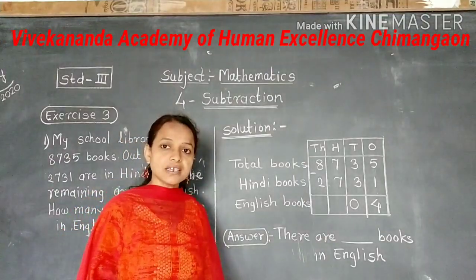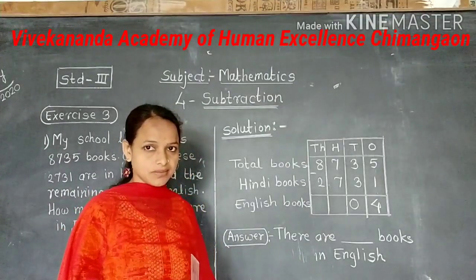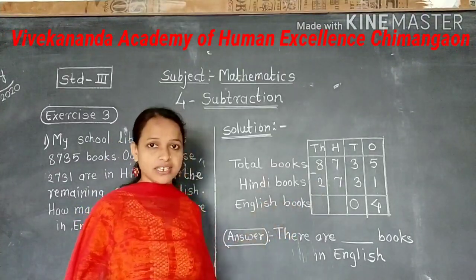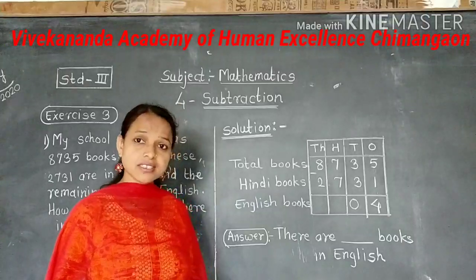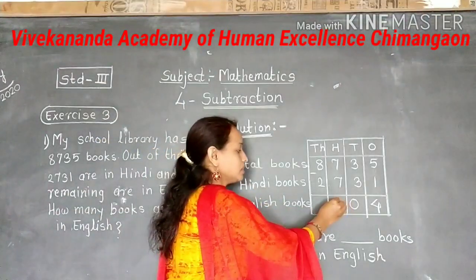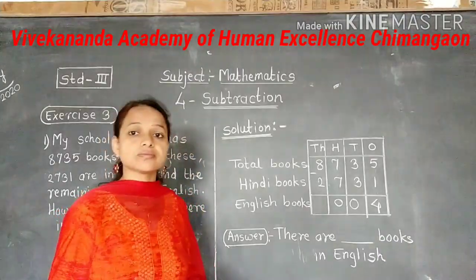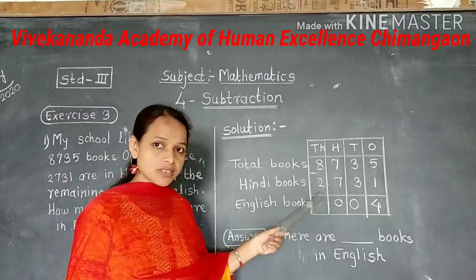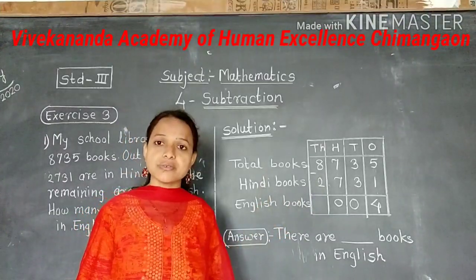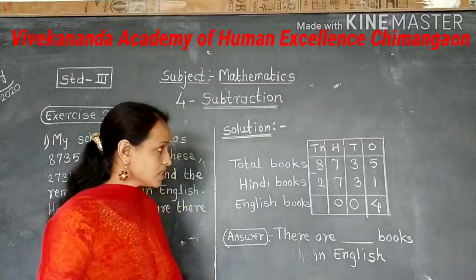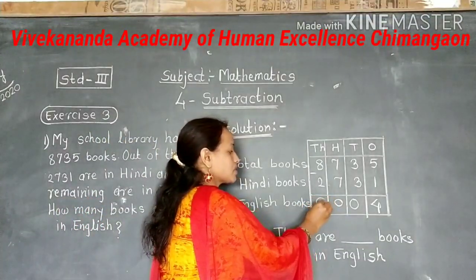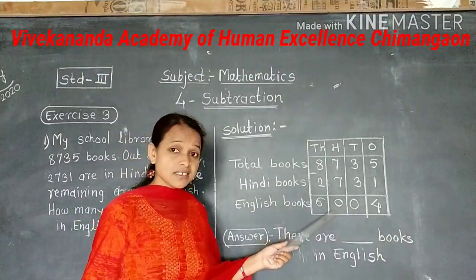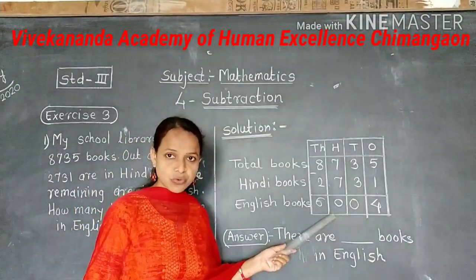Next, subtract hundreds. Correct? So we have to subtract 7 hundreds from 7 hundreds. 7 hundreds minus 7 hundreds, 0. So write 0 in the hundreds place. And finally subtract thousands. So subtract 2000s from 8000s. 8 minus 2, 6. So write 6 in the thousands place. So we got our answer here. This answer means the number of English books.